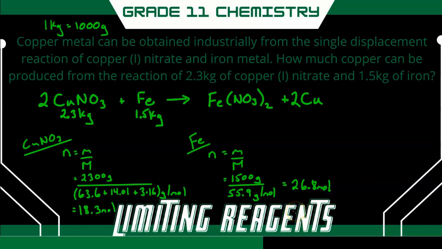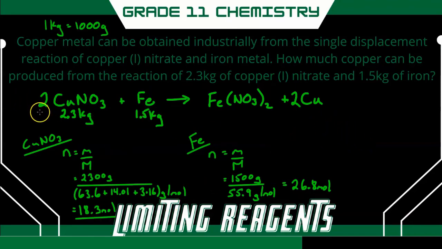Okay, now here's how we're going to determine the limiting reactant. We're going to take one of our reactants, doesn't matter which one, and using the amount of moles we have for it, determine how much of the other will be required to completely use up all of those moles. So let's start with copper nitrate. Again, it doesn't matter which one we choose. So copper nitrate has 18.3 moles. So my question is, how many moles of iron will be required to completely react with 18.3 moles of copper nitrate? So let's figure that out.